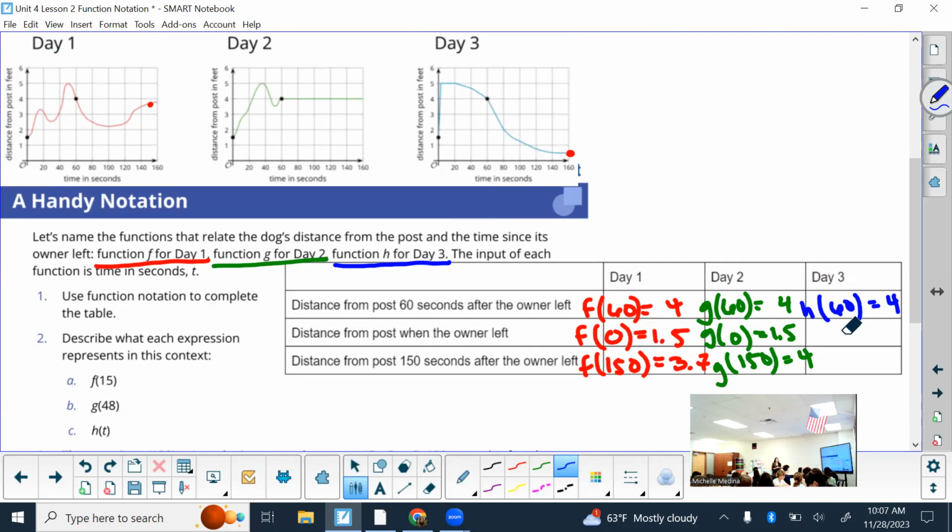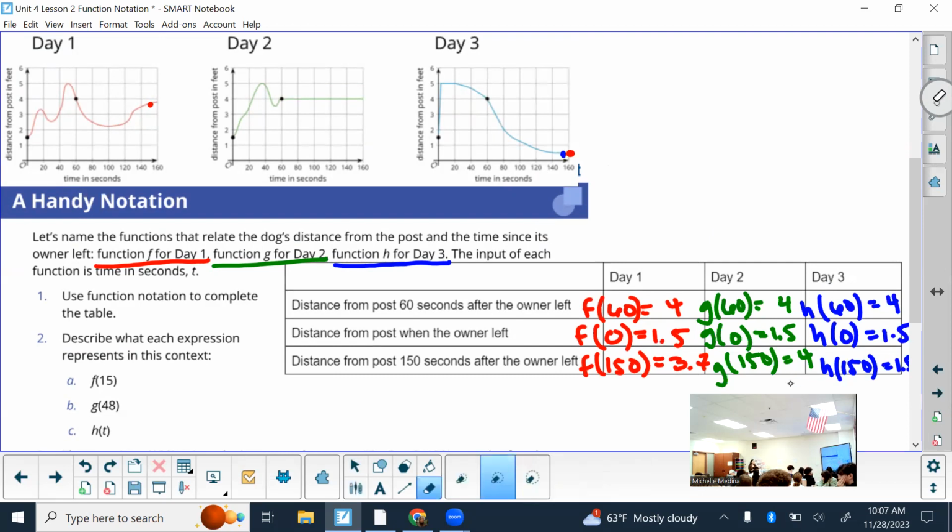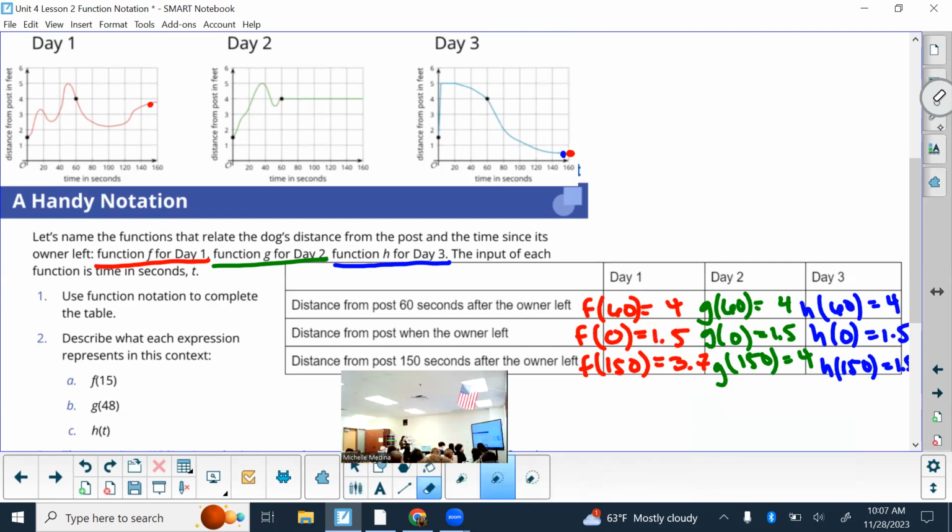Table 4, the next row, when the owner first left, how would you write that? Okay, perfect. And then table 5, the last one for day 3. All right, perfect. So let me just double check that one. 150. Yeah, that looks like about 1.5 there. Let me maybe move this over so you can actually see what the output is.